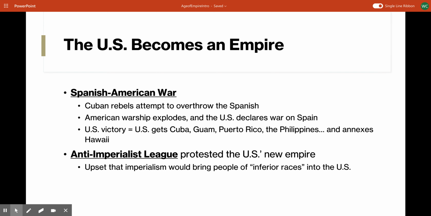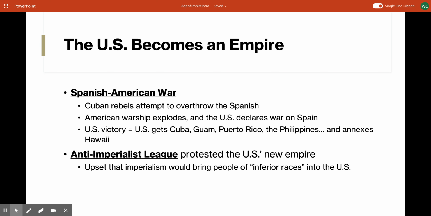And the United States declared war on Spain after this, and Spain was greatly outmatched. And within about 6 weeks, the United States had defeated Spain in the Spanish-American War. And in the process, the United States acquired significant influence over Cuba and claimed Puerto Rico, Guam, and the Philippines as territories. And also, the United States ended up annexing Hawaii.